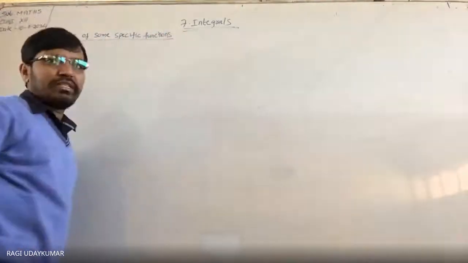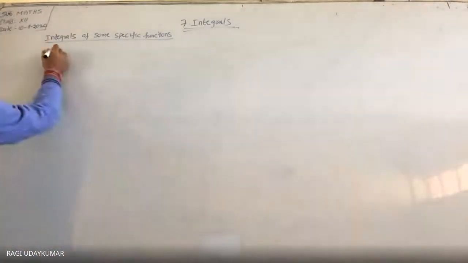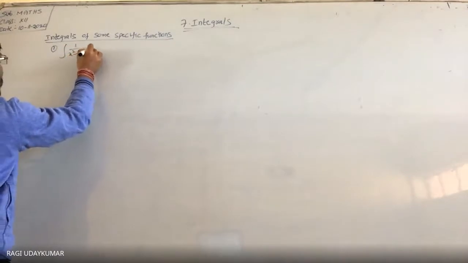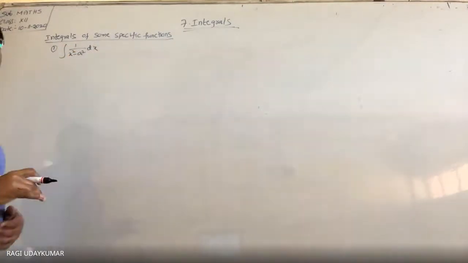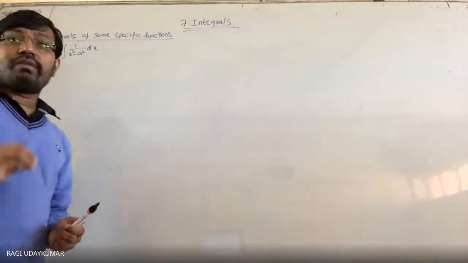Integrals of some specific functions. So here the first function is integration of 1 by a square minus x square. Integration of 1 by x square minus a square.